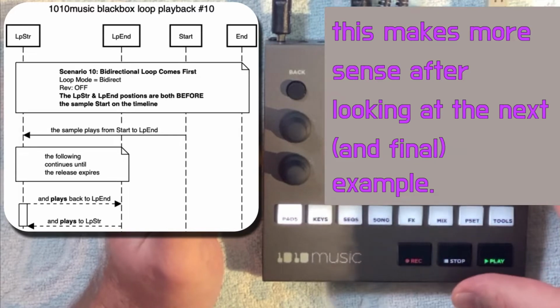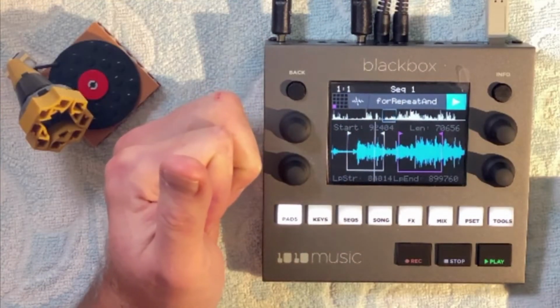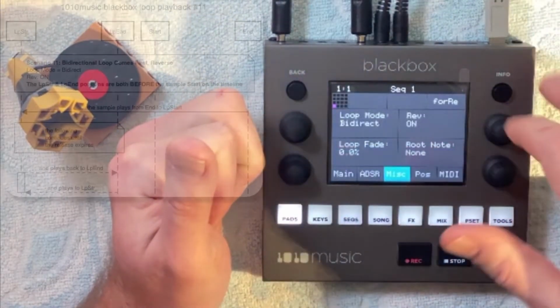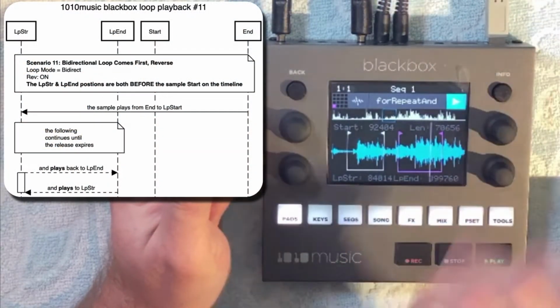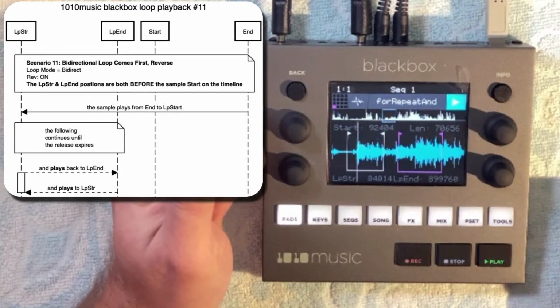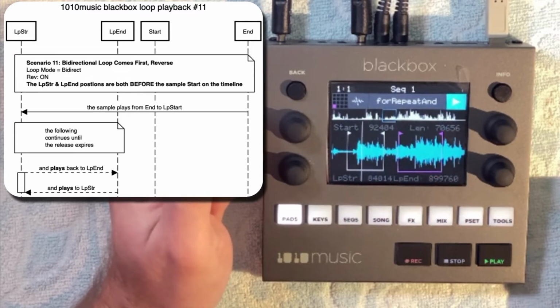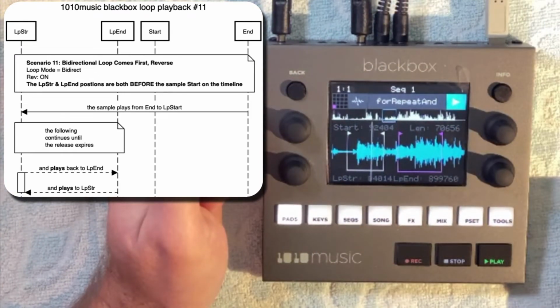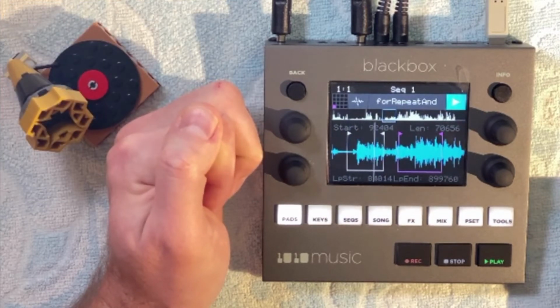but hey, we have one more to go. And what we're going to do this time is turn reverse on. Gosh, I wonder what's going to happen. Okay, so this time, instead of playing from the sample boundary into the loop boundary from the sample start, it does it from the sample end. Let's watch it again. So the sample plays from the end to the start of the loop, and then ping-pongs in the loop.